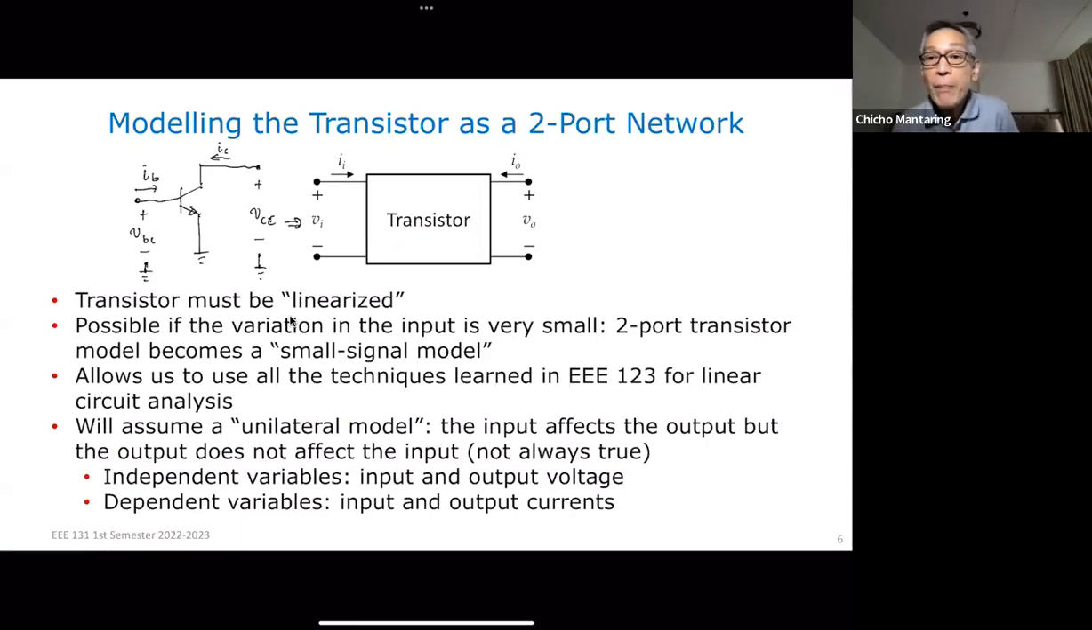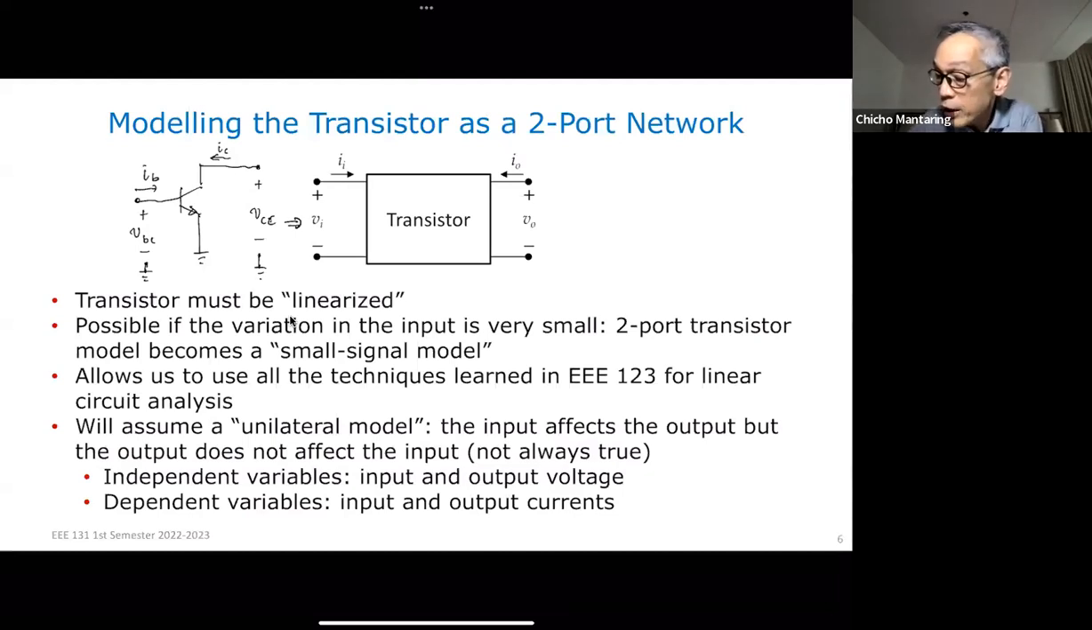Okay, we said that you can only apply the principles of a two-port network if your elements are linear elements. No? If the model consists of linear elements. And therefore, the transistor must be linearized. Your transistor by itself is not a linear element. Why? Because the equations that describe the relationship between your voltages and your currents are actually exponential. They are governed by Shockley's equation. An exponential relationship is not a linear relationship. And so by itself, your transistor is not a linear element.